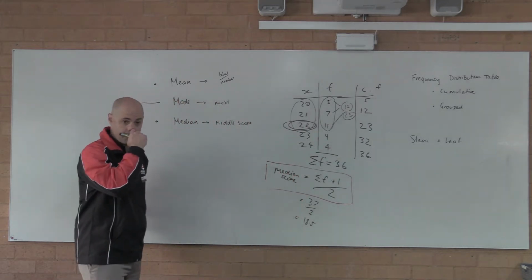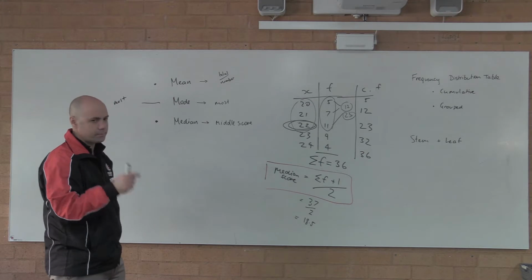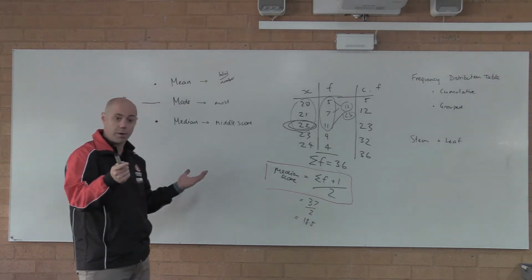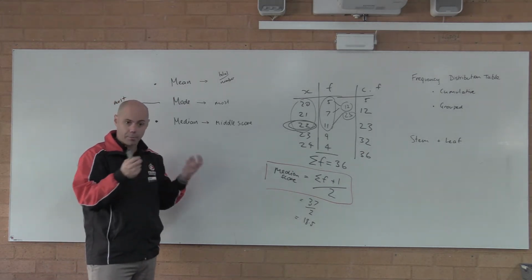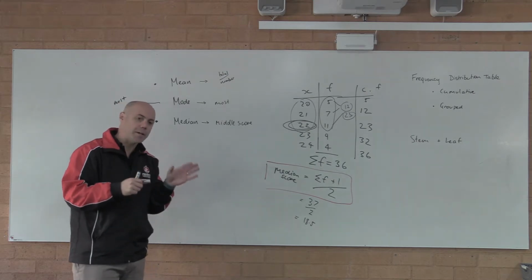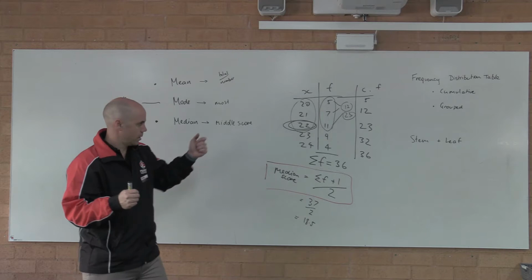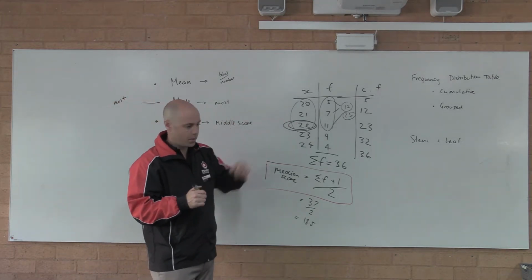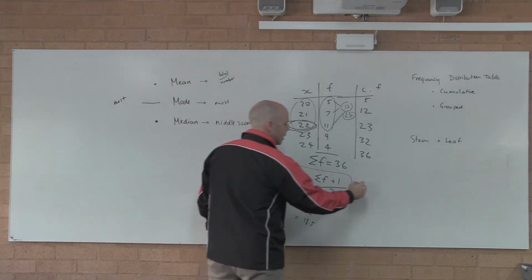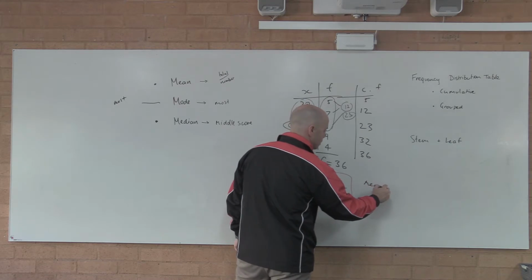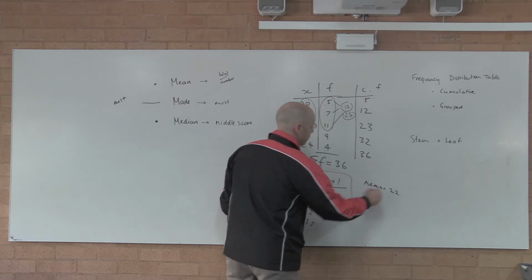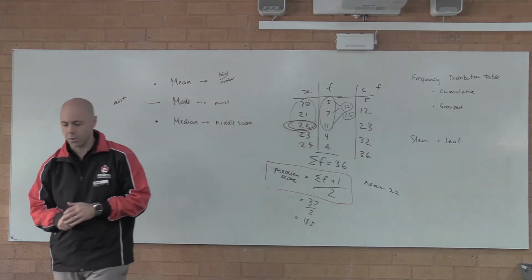What if the 18th was in 21 and then the 19th was in 22? Yes, right. So you would add the two together and divide by 2. So if the 18th and 19th scores are different, add them together and divide by 2. In this case, they're the same. So our median score is 22, and the median of that set of data is 22.